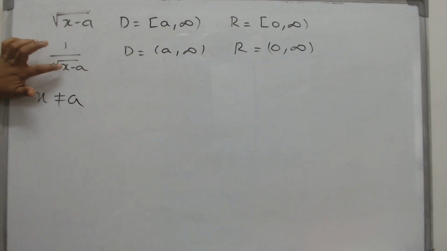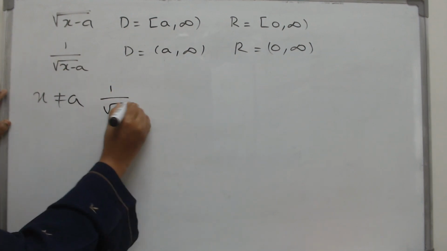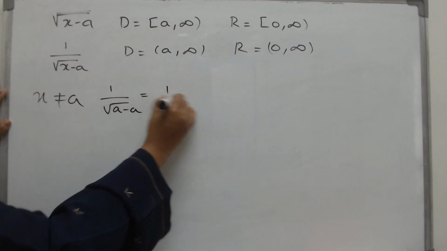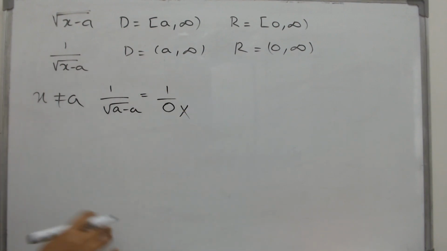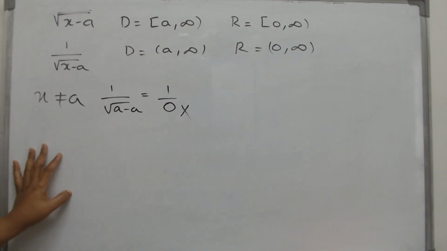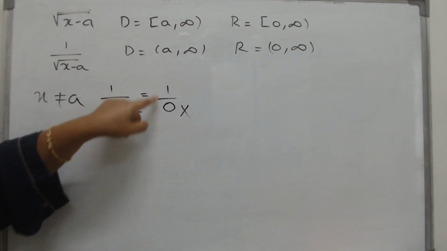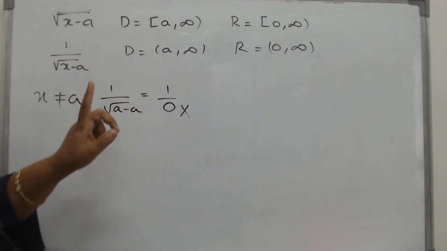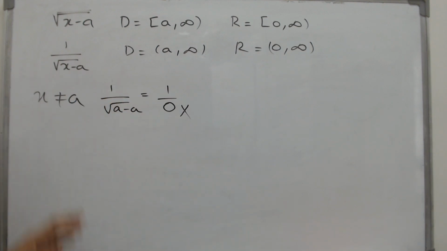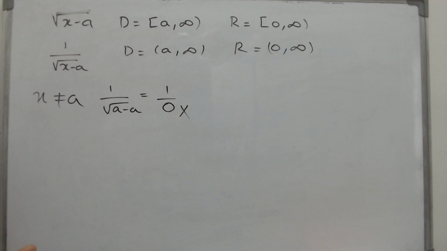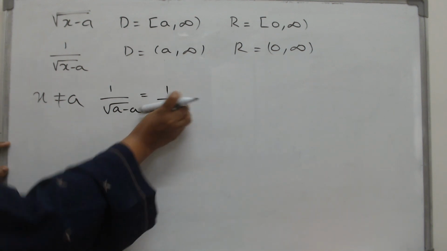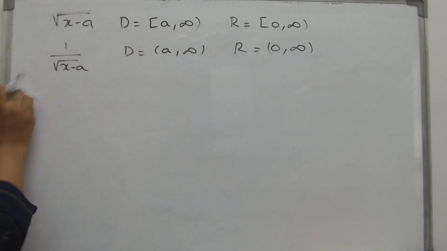Why is that? If your x is a, what happens? You have square root of a minus a, which is 1 by 0. This is impossible. The maths police will catch you. You don't want to be doing that, because such a fraction with a zero denominator does not exist. It tends to infinity. So except for that, everything is going to be the same.